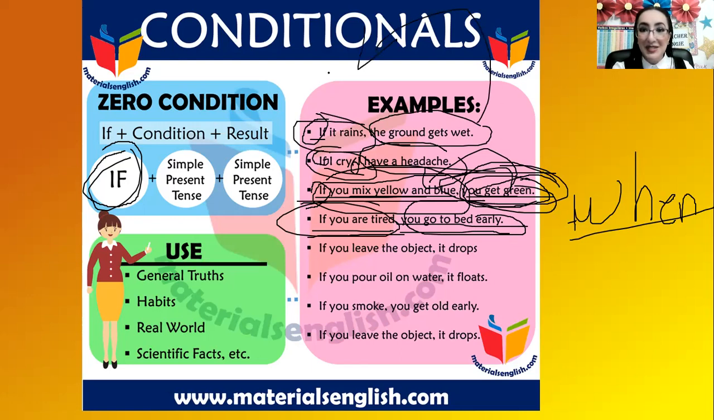We can be switching. It's cool, it's okay. If you leave the object, it drops. We can change it. The object drops if you leave it. If you pour oil on water, it floats. The oil floats if you pour it on water.